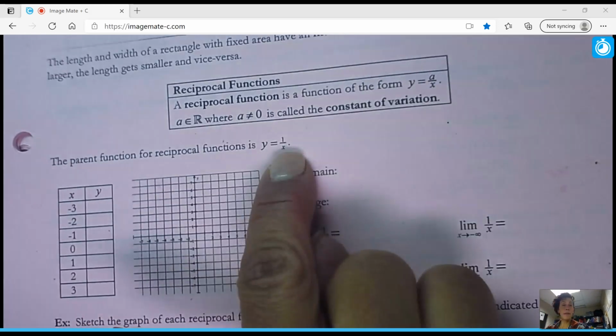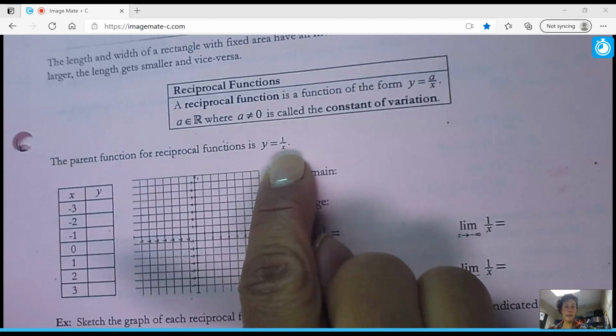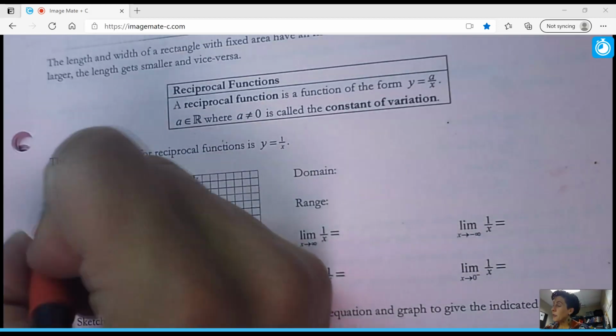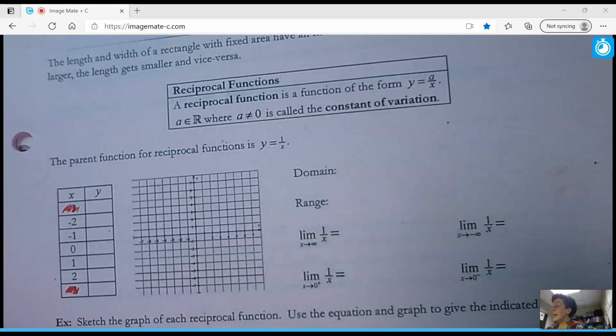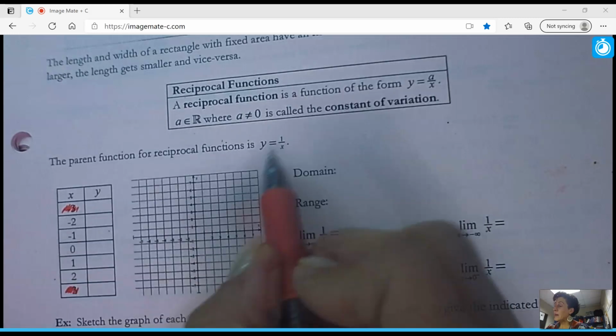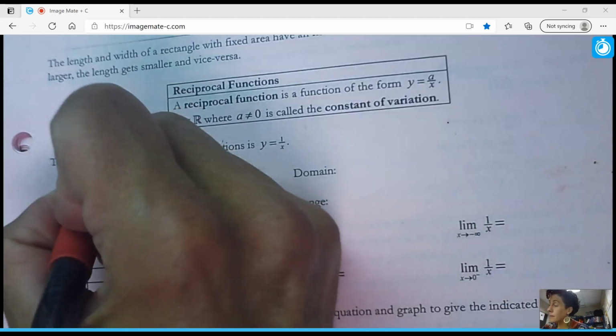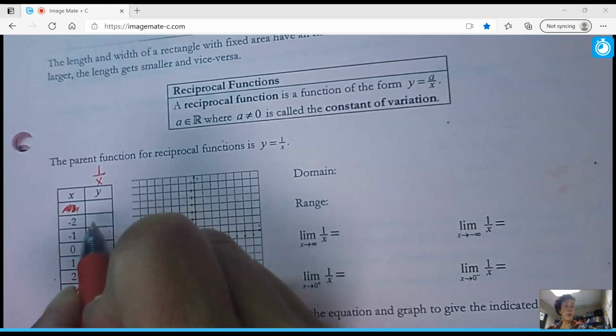So this time our parent function is going to be 1 over x, all right? And so I know it has -3 and 3 here. We usually left those out, so I'm going to go ahead and take those out. And we're going to be taking these values, putting them in for x, so that we can get our y's.